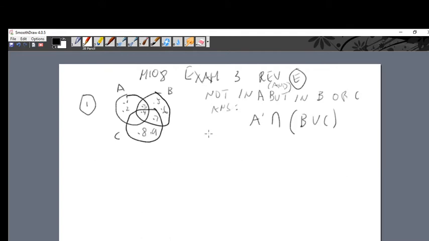Now, what about it coming at you raw? They're asking you for roster form, right? We've talked about roster form already a couple of times. That means you would put them in brackets. So here's what you'd put in brackets. You would put 5, 6, 7, 8, and 9. Because you don't want anything in A, but you do want the rest, 5, 6, 7, 8, or 9. And that's what you would put into roster form.